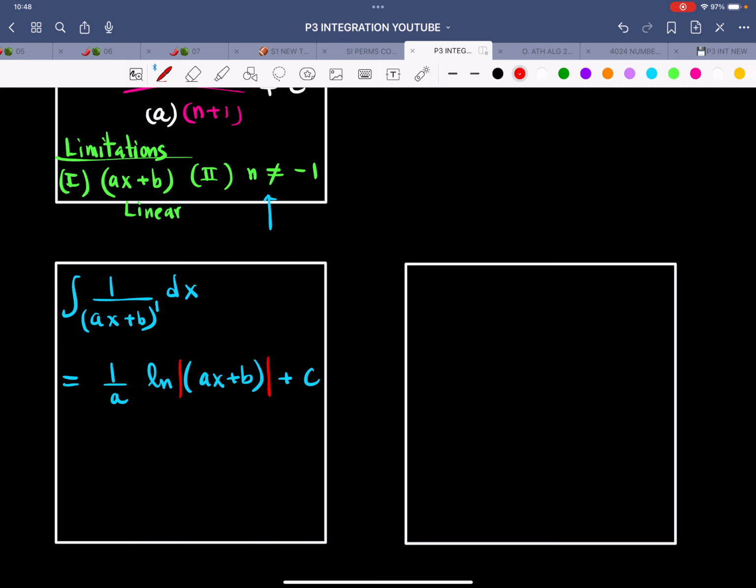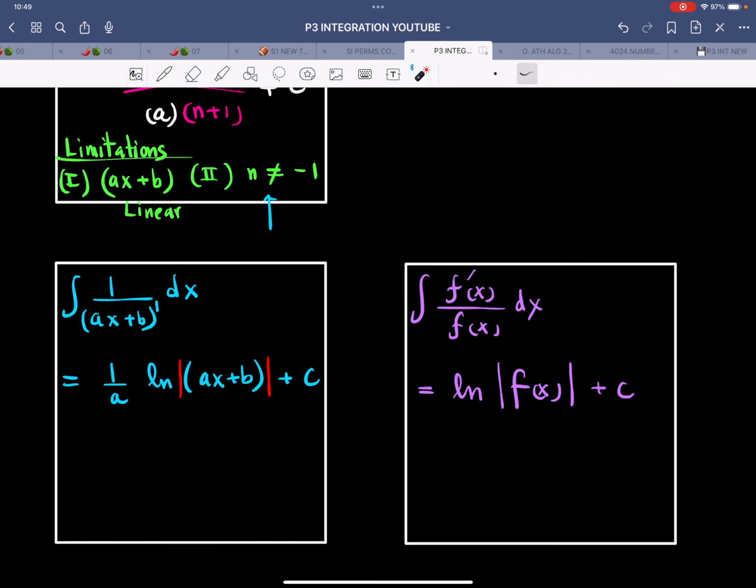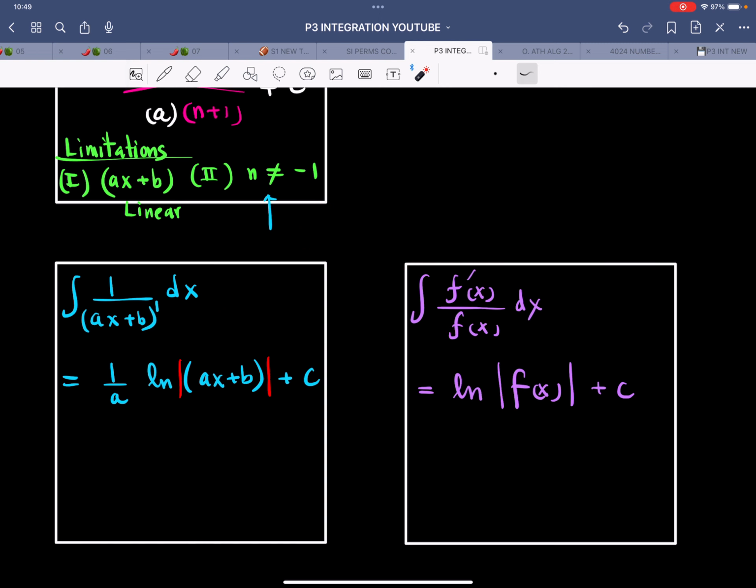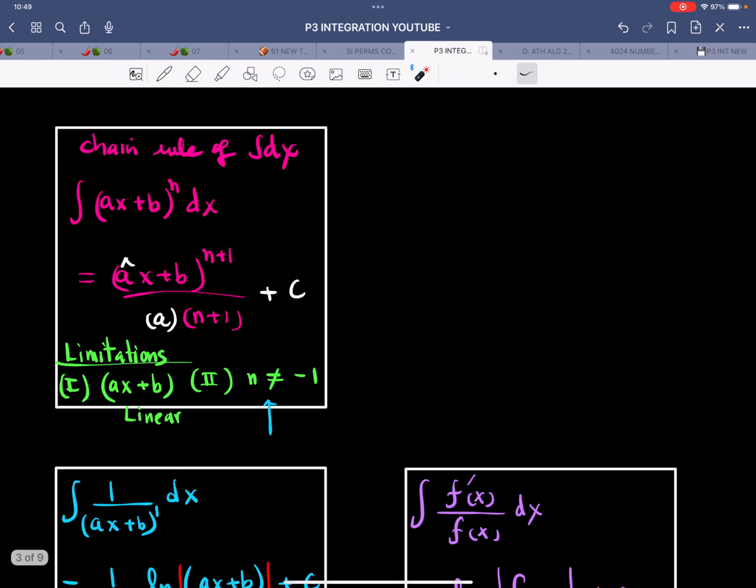Another application that is more generalized, that is, if we are talking about something like this, if the numerator is the derivative of the denominator, then the integral is ln of denominator plus a constant of integration c. So basically, this is the real rule, and this is an application which can be studied in comparison to the chain rule. So now let's recap.